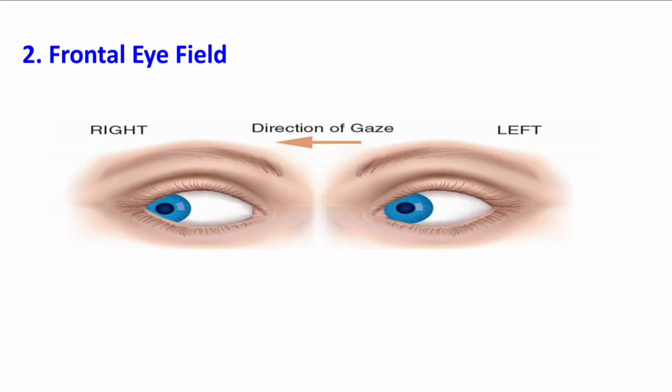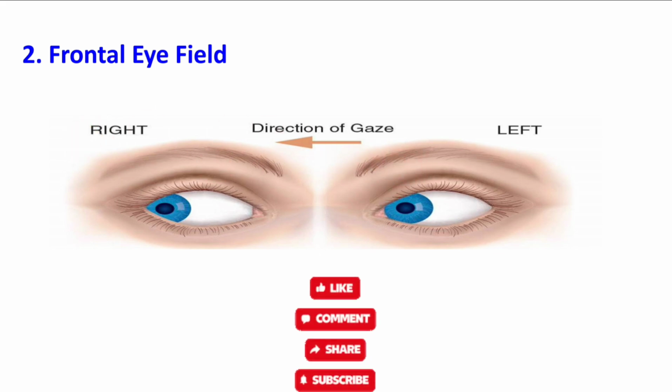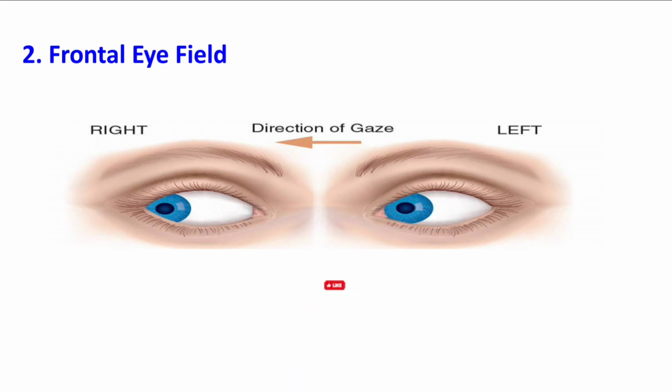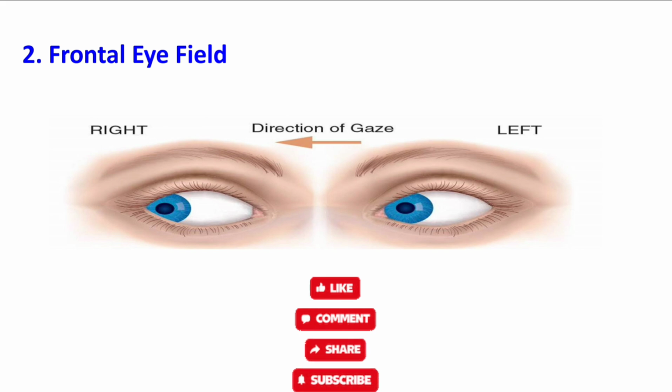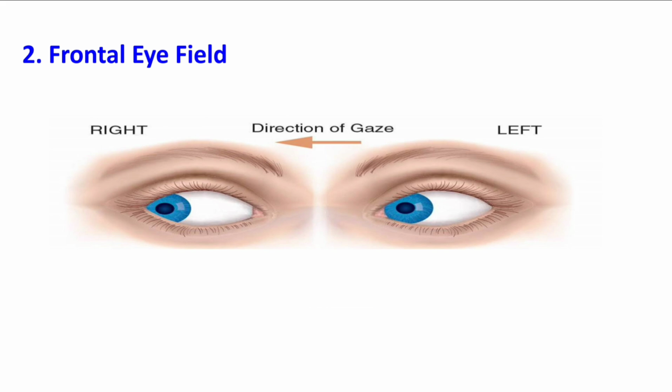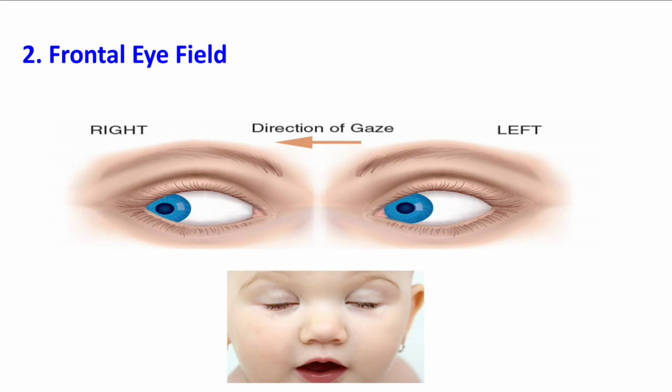Now we have frontal eye field, another special motor area, and this is Brodmann area 8. And whenever this area is stimulated, there is conjugate deviation of the eyes towards the opposite side. This area also controls voluntary fixation of the eyes. So in case of lesion of this area, the person will be unable to move his eyes from one object to the other. This area also controls eyelid movements like blinking.